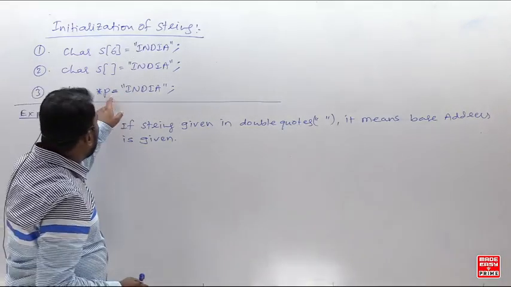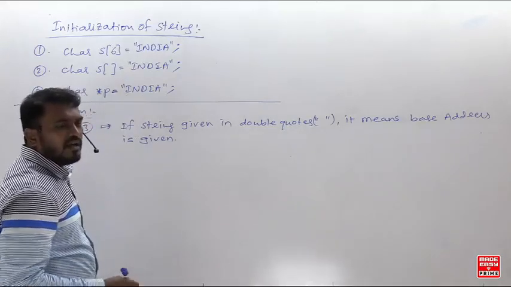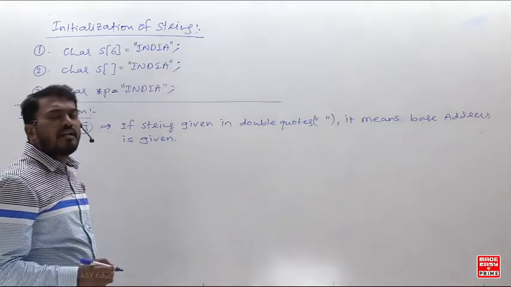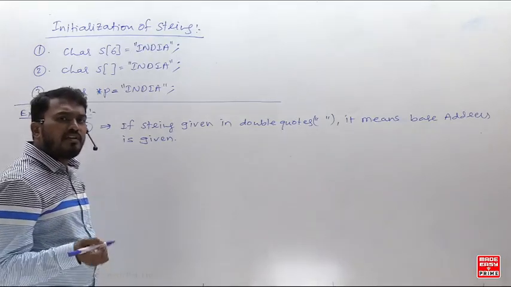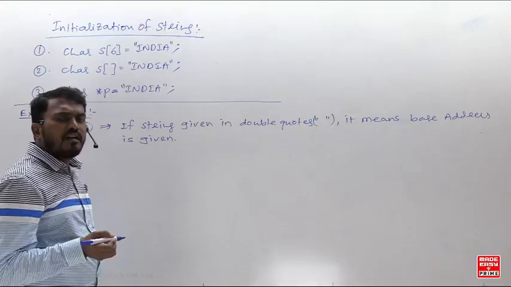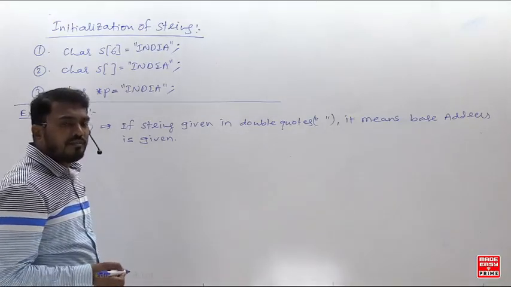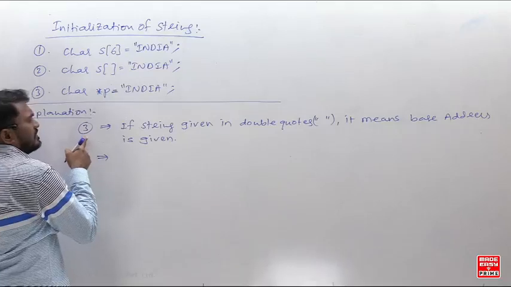Now what is the meaning of this one? char *p = "India". It means you are requesting the compiler to allocate the memory for the string India, and the base address of that will be stored in the pointer variable p. So what is the meaning of that? Note down the next point, the explanation of the third.